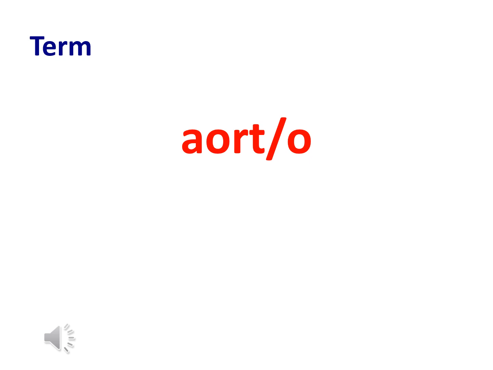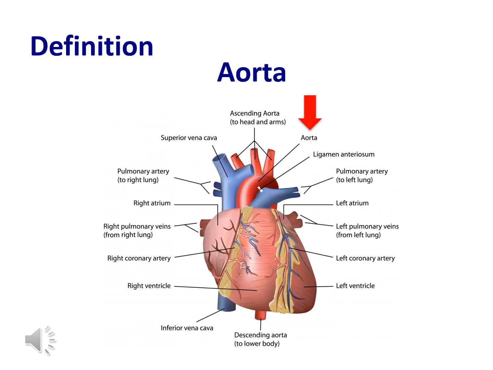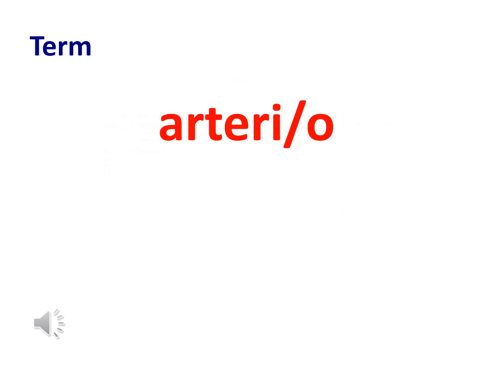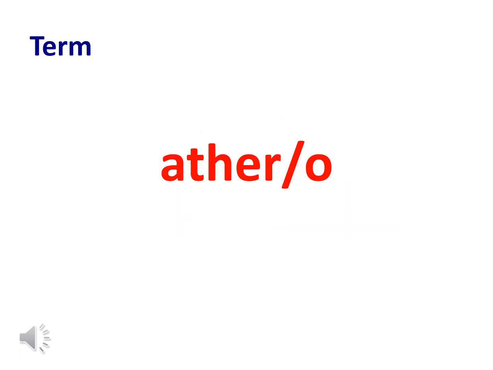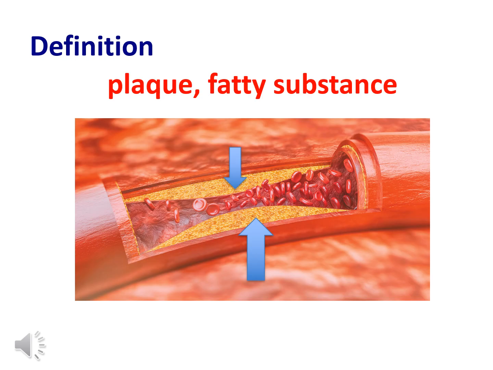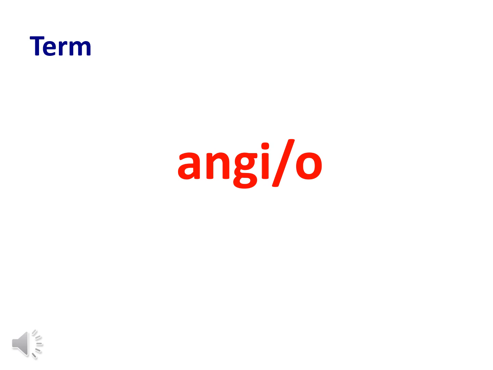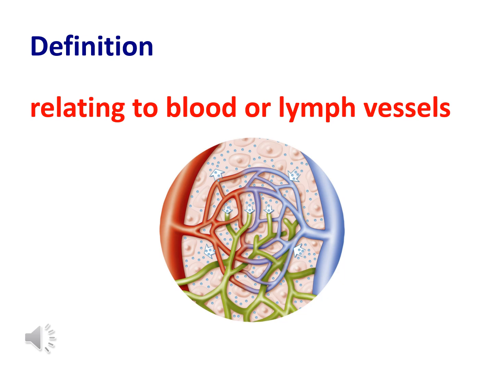Aort/o. What does it mean? It means aorta. For example, the aorta of the heart. Artery/o means artery. Ather/o means plaque, fatty substance. Angi/o means relating to blood or lymph vessels.